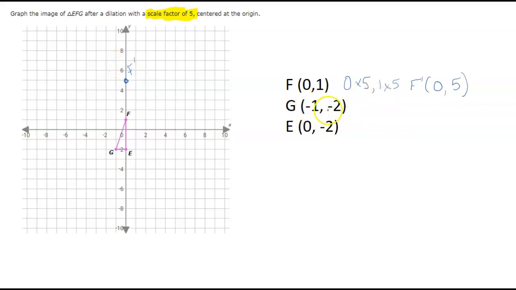So G prime, I'm going to take the x of -1, multiply that by 5, so that G prime is going to come out to -1 times 5, which is -5. Okay, next you're going to take your y, -2, times the scale factor of 5. -2 times 5 is -10, and then we're going to plot that point. So -5, -10.